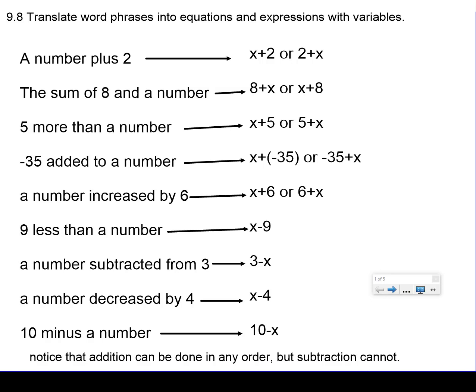Right, this is section 9.8. You're translating word phrases into equations and expressions with variables. So here's a list of examples. A number plus 2. A number is something that we don't know, right? We're just using the word a number to represent something we don't understand or we don't know yet.